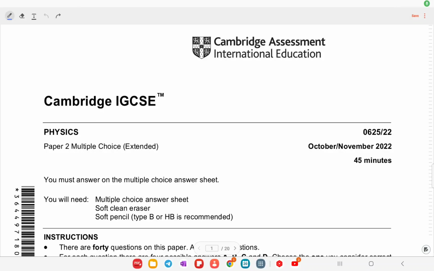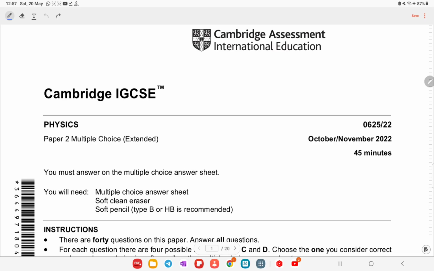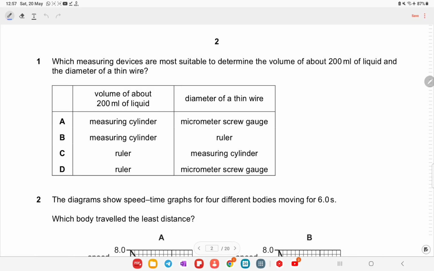Sort out and solve Cambridge IGCSE Physics Paper 2 multiple choice extended version, and the variant for this paper is 0625/22 October November 2022. So let's start off with our first question.